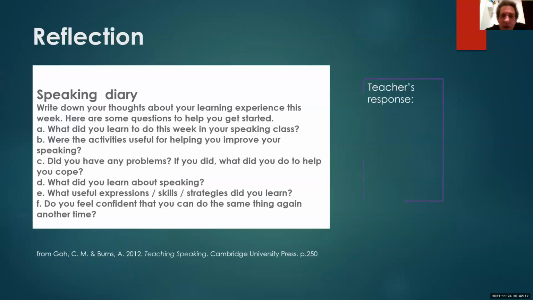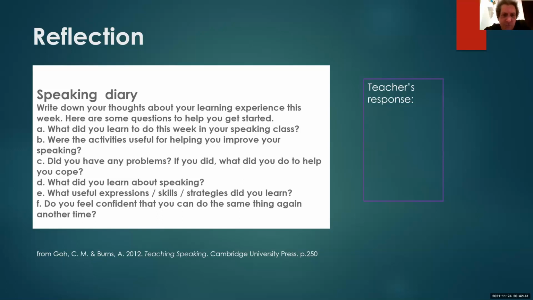Right, let's finish. The last big area which has been researched is the area of, I call it reflection, but we could call this metacognition. There is a generally held research view that all learning activities become richer when we reflect on them afterwards. The same is true of speaking activities.